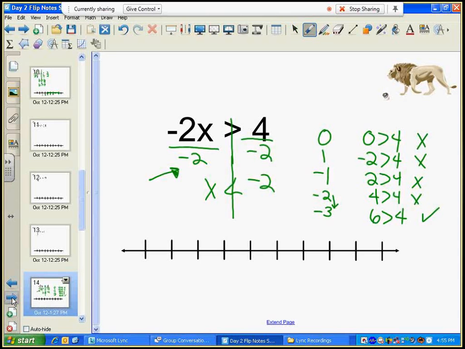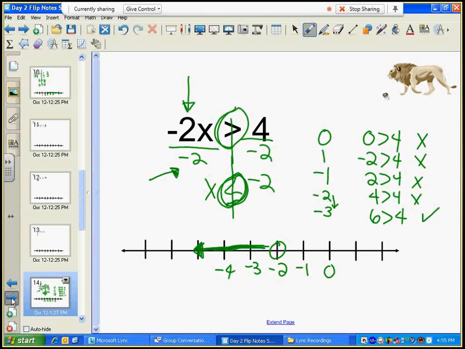Whenever you are multiplying or dividing by a negative number, you need to learn to flip this inequality. So instead of greater than, it's going to become less than. So that's my solution. So I'm going to put negative 2 on here. And my answer is negative 2 is on the larger side. This is a larger part of the solution set because x is less than it. And there's my solution set. So here we go.